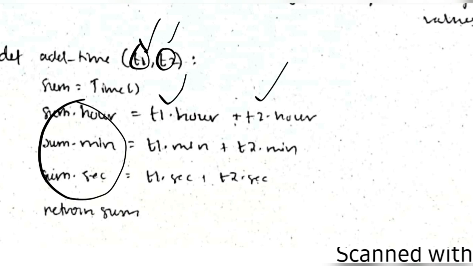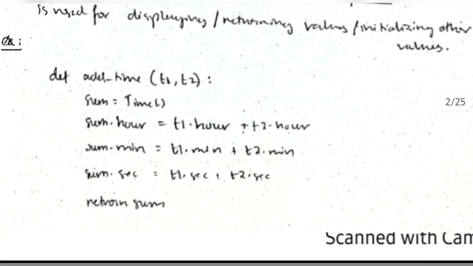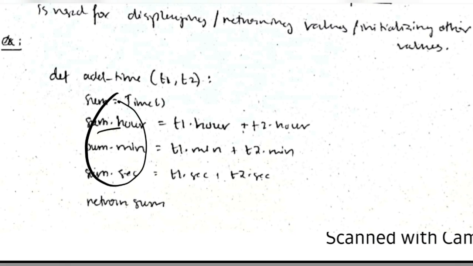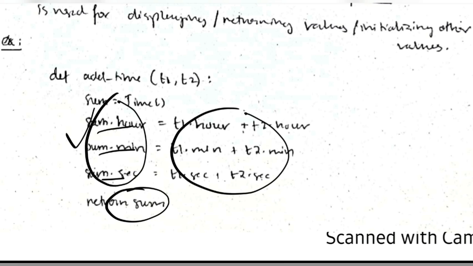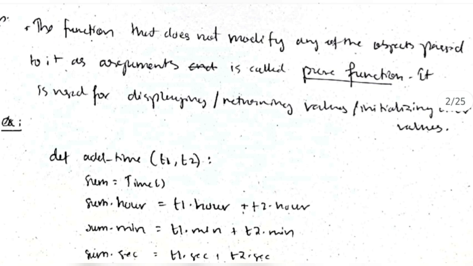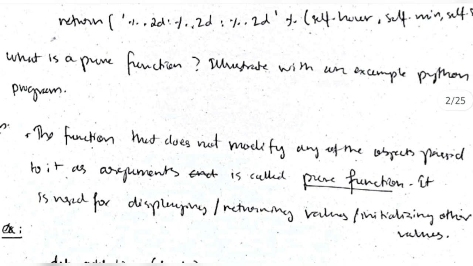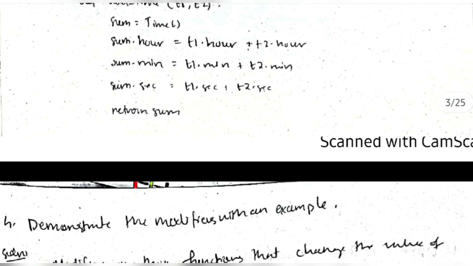It's just getting used, right? It's not getting changed. So that's the main objective of a pure function. So you'll have the things here like sum.hour, minutes and seconds, and you will create a new object here, and then you will be returning that object. So the pure function is just used for displaying, returning values and initializing other values. That's all that the pure function does, and that's the example Python program.